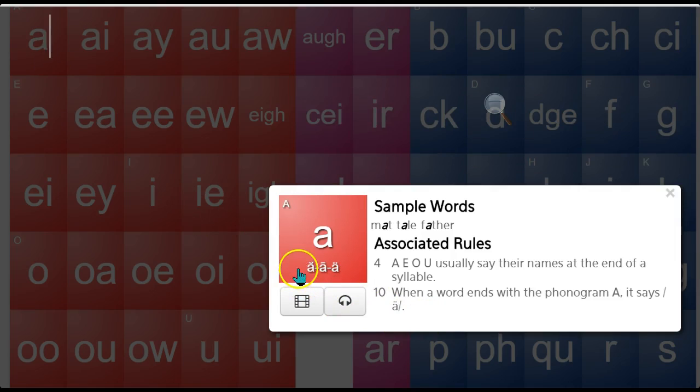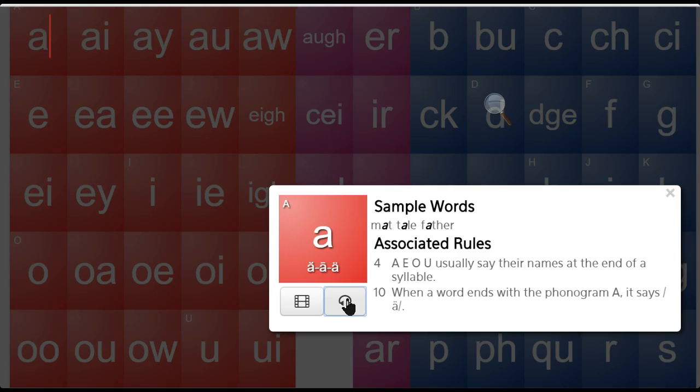Here we have the three sounds of A in English. Let's listen to this person tell us those sounds. A, ah. Okay, we have the words that will help you to remember that. The first word is mat. The second one is tail. The final one is father. Okay, hear those sounds again. Those are the three sounds of this one letter.